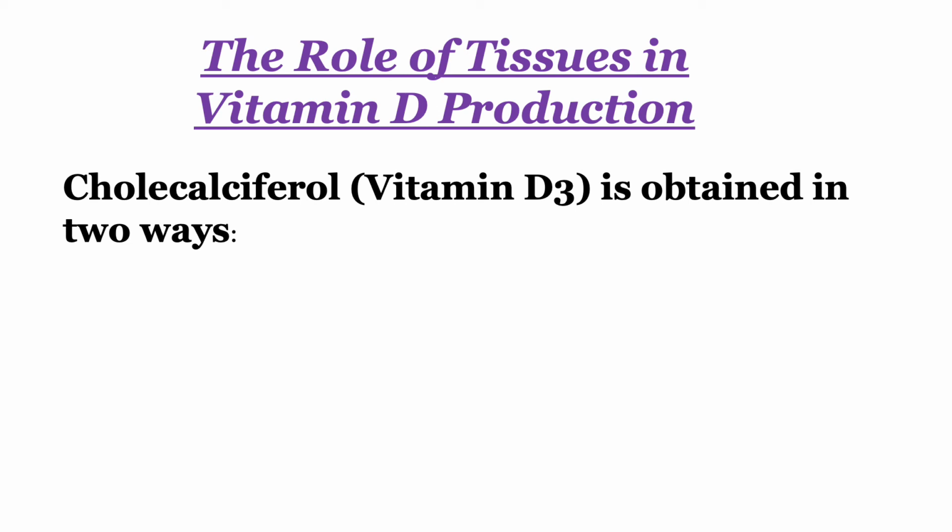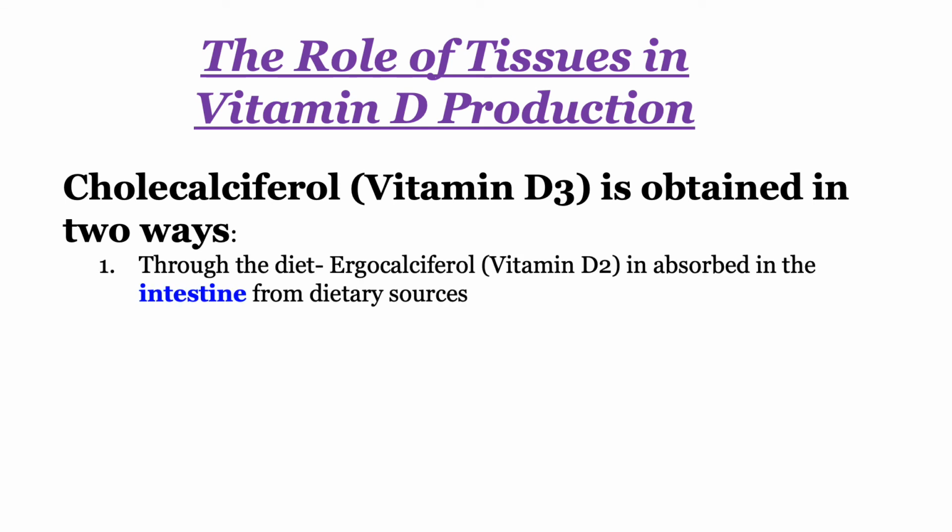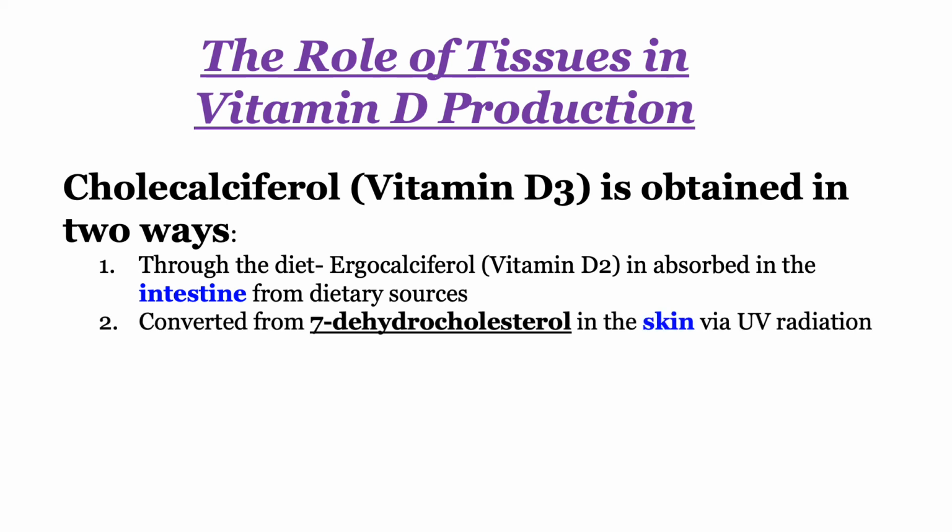Now I'd like to talk about the role of various tissues in vitamin D production. Cholecalciferol, also known as vitamin D3, is obtained in two different ways. First, through the diet. Our intestine is able to absorb vitamin D2 from food that we eat, and when it's in the form of vitamin D2, it's called ergocalciferol. Or 7-dehydrocholesterol, a storage form of vitamin D in the skin, is converted to vitamin D through the action of UV radiation.